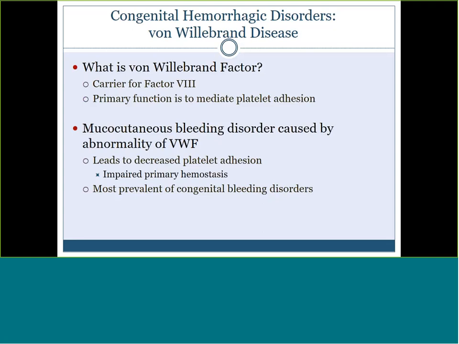So definitely, because it's mainly affecting the platelets, you're going to see the mucocutaneous bleeding. Those are the main symptoms that are seen with von Willebrand disease. So again, gum bleeds, nose bleeds, surface bleeding like petechiae, purpura, and some bruising. Those are the signs that you would see in von Willebrand disease.